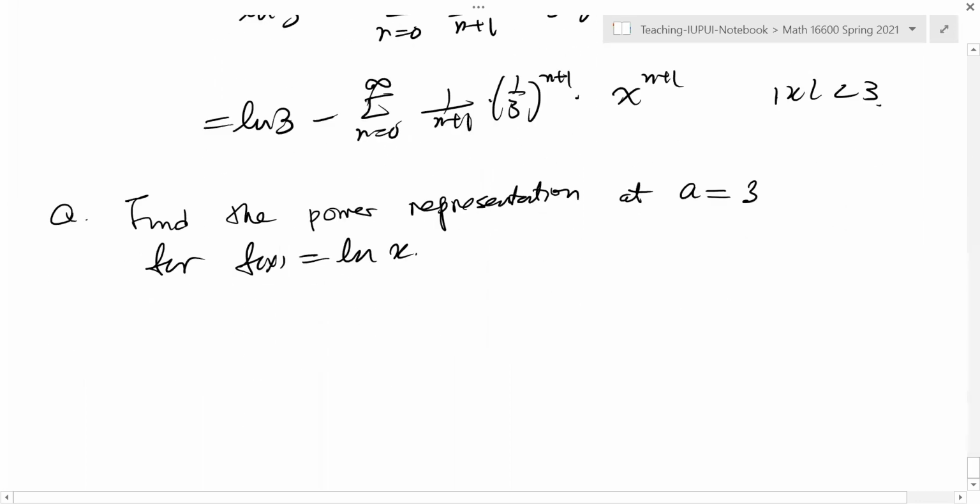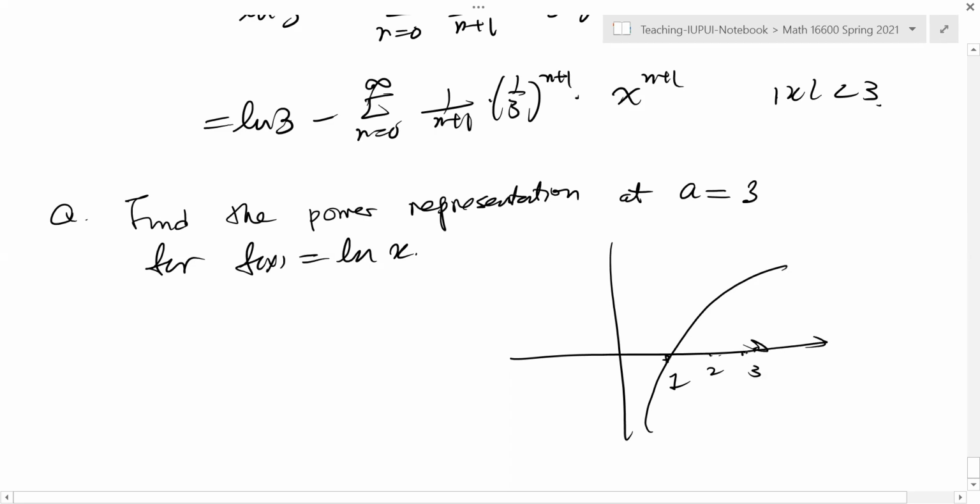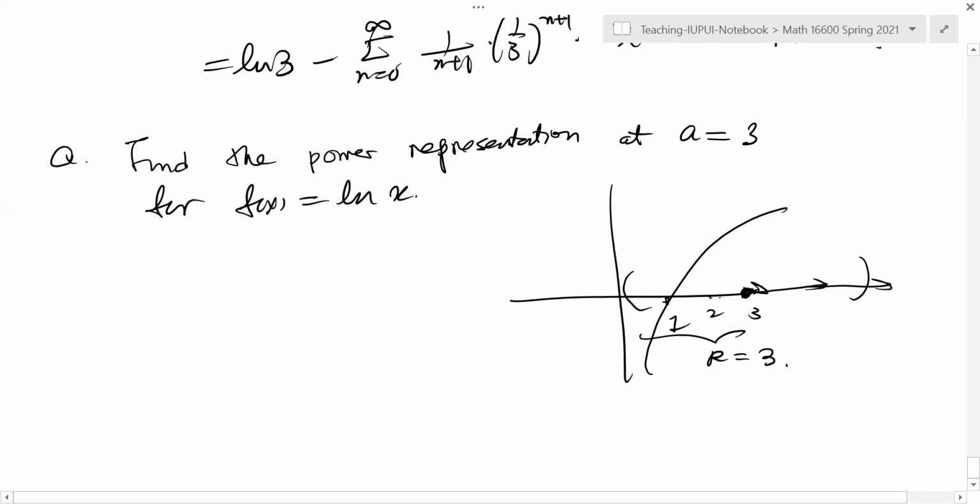That's just natural log of x. See, the function natural log of x is defined for positive x, and here's 1, 2, 3. I want to find the power series representation at 3. So I think I'm going to do that for this whole piece. So this radius of convergence, I know that should be equal to 3. How can I do this?